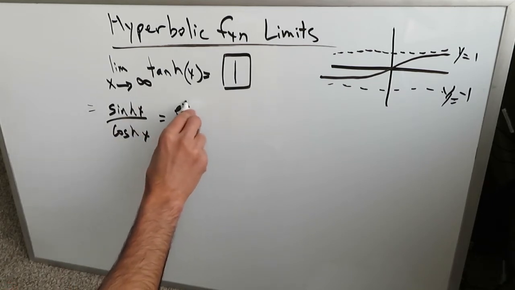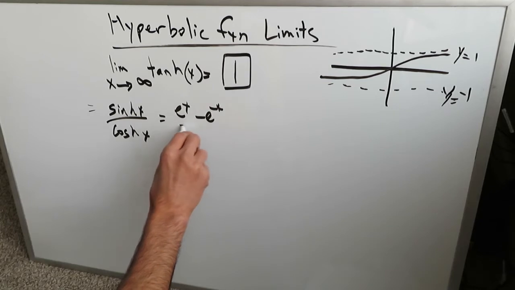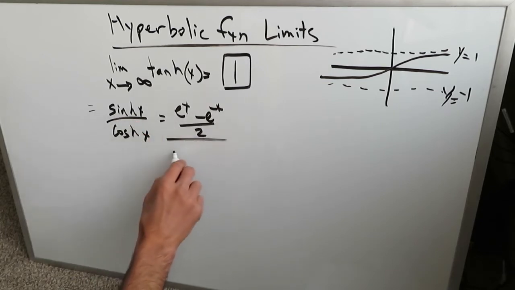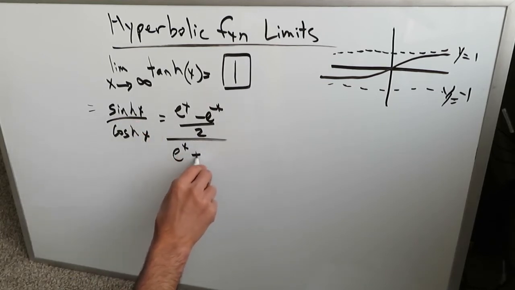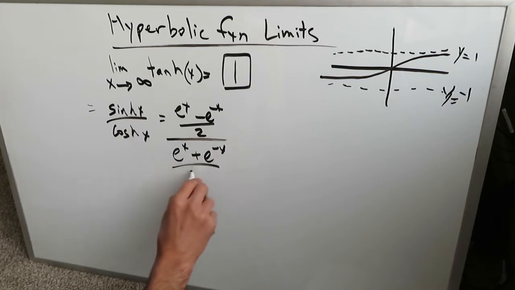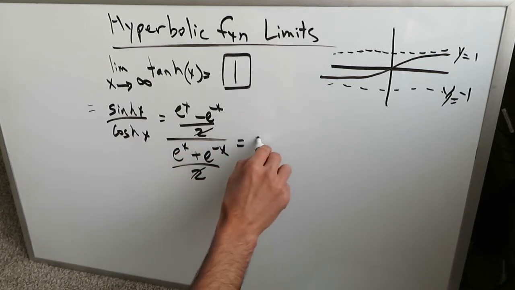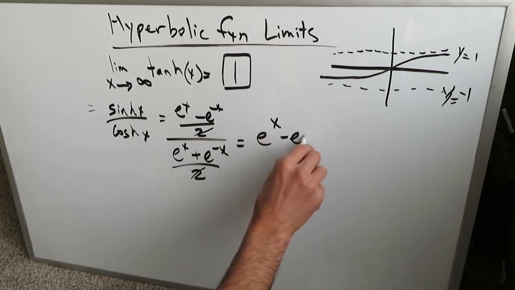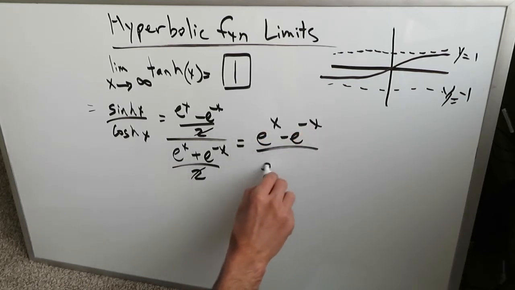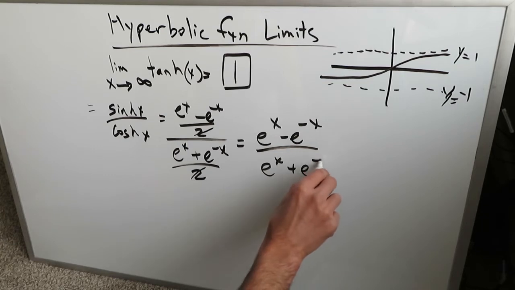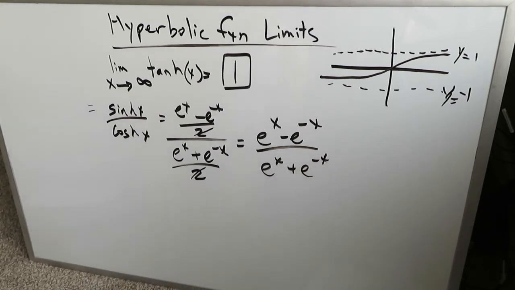Look over here, e to the x minus e to the minus x over 2, that's the hyperbolic sine divided by, now I'm putting the hyperbolic cosine function. Look over here, these 2's can cancel out, so essentially what you're left with is e to the x minus e to the minus x divided by e to the x plus e to the minus x. Now, what can you do over here? We can rewrite this without the negative exponents.